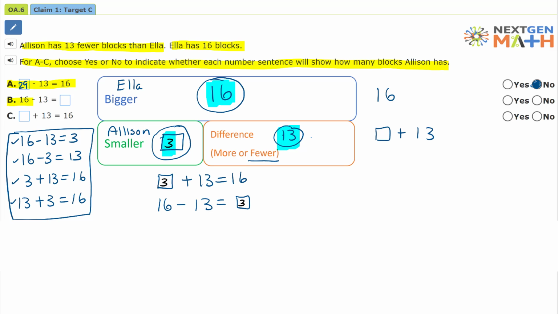For B, 16 minus 13 equals what number? That's 3. That's actually one of our equations. That's this one right here. So B is yes. Yes, that number sentence would help us solve the problem. For C, it reads: what unknown number plus 13 equals 16. Well, we know that number is 3. How do we know that number is 3? Well, we figured out the equation right there. So that means C is also a yes.